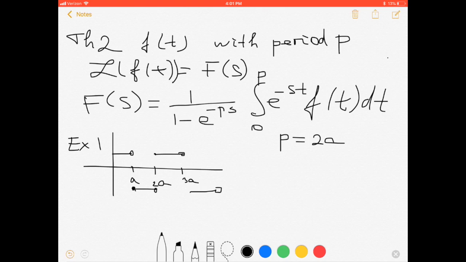Okay, now we're done with our theorem. This means in our example, p is 2a. Now we build our Laplace transformation for this function. I think I need to clear here.